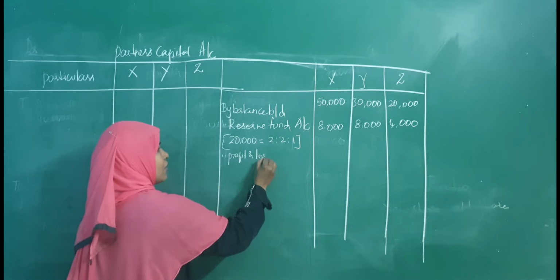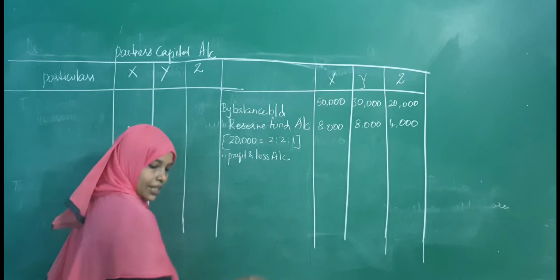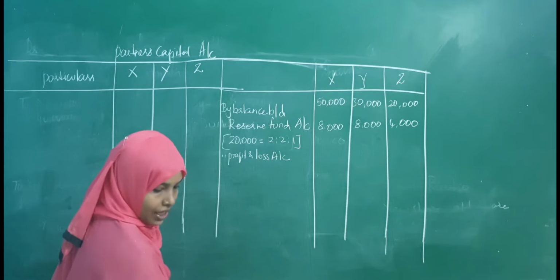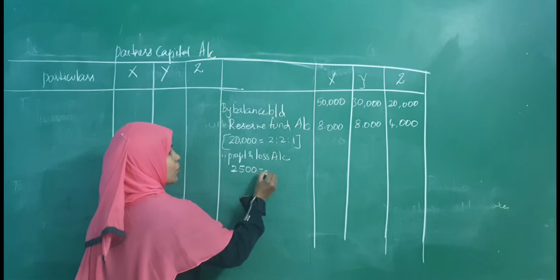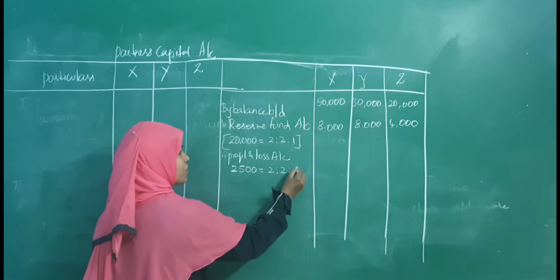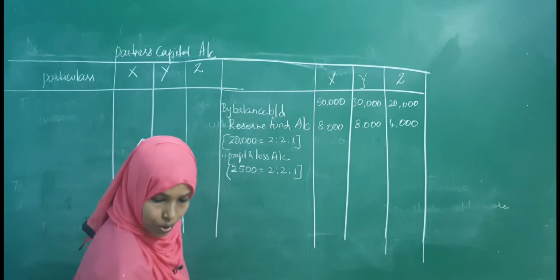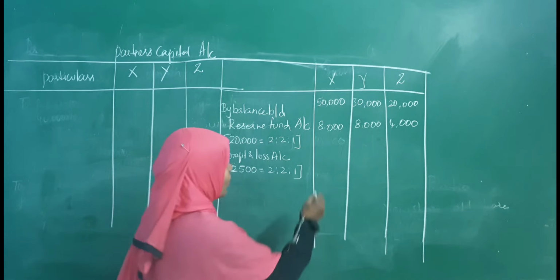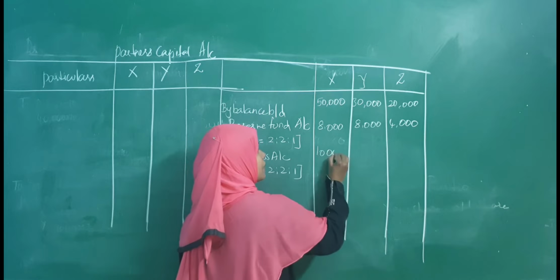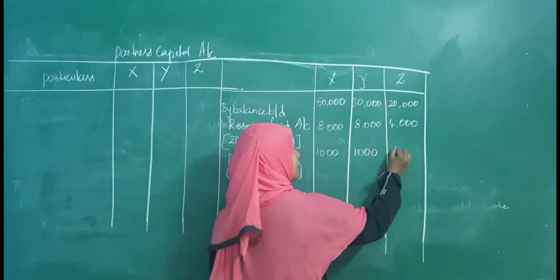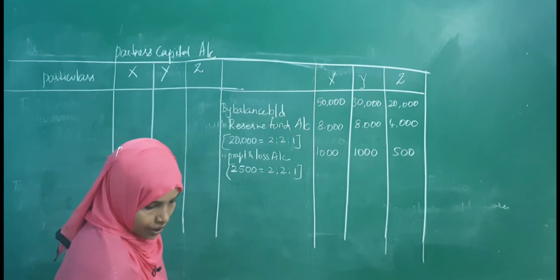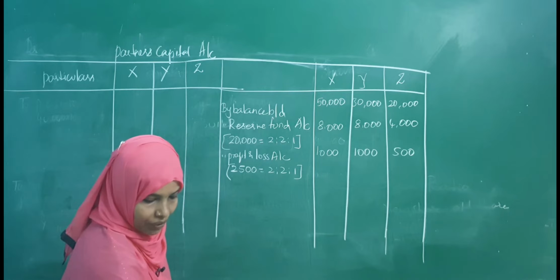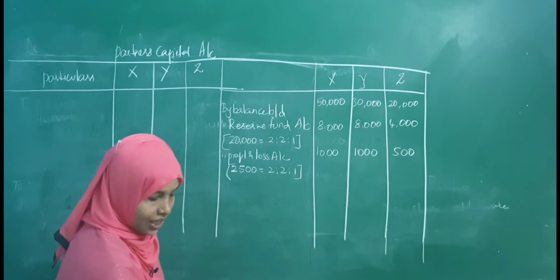Immediately we will go for profit and loss account. Again this is in the ratio. Profit and loss they have given in the question as 2,500. You have to distribute again in the ratio of 2:2:1. So it comes to 1,000, 1,000 and 500.